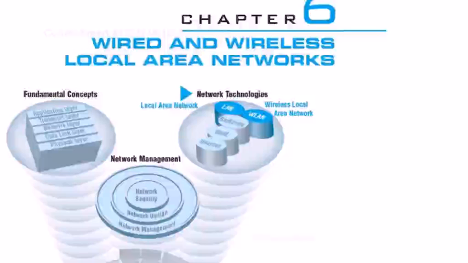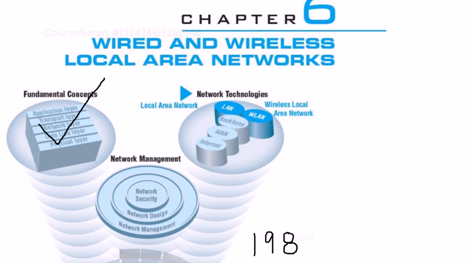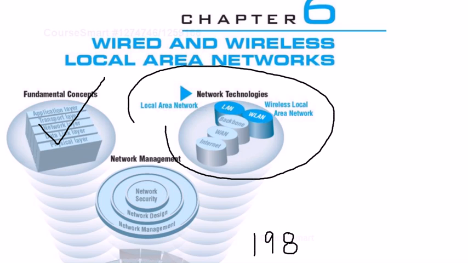Okay, so now we're going to move on into another section of the book, and this is the image on page 198 of your textbook. And this shows you that we are now finished with the fundamental concepts, and we're going to move to talk about the application of these in some network technologies. Specifically in Chapter 6, we're going to look at local area networks and wireless local area networks.